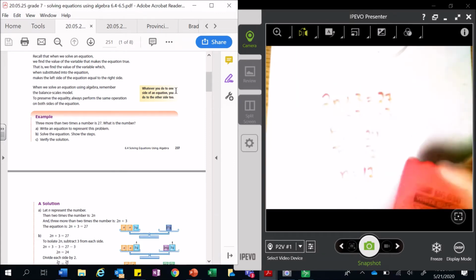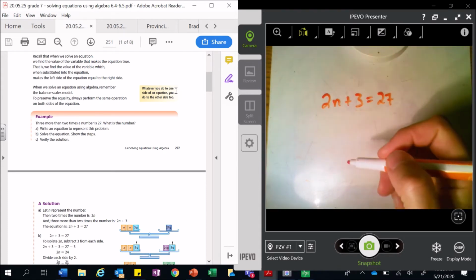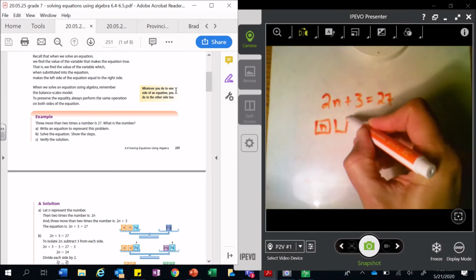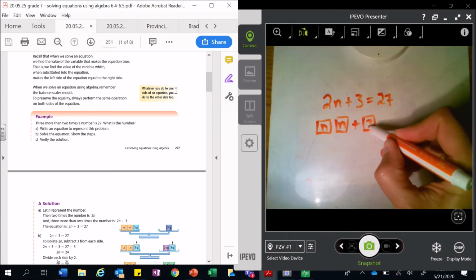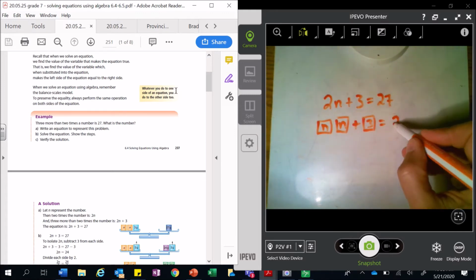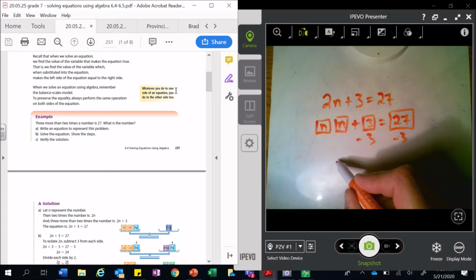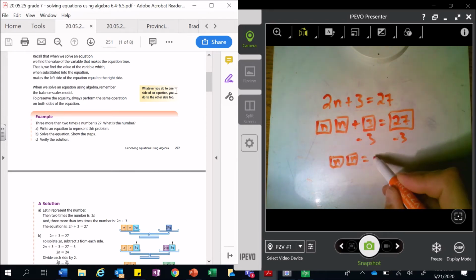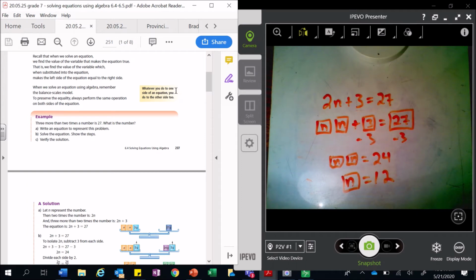But now let's look at this as blocks. So if these are blocks, we would have 2 n's. We've got an n and an n plus 3 equals 27. Okay, well, let's just take that 3 away from each. And we end up with the n blocks and 24. Well, if 2 blocks equals 24, then 1 block must equal 12. We end up with the same number.